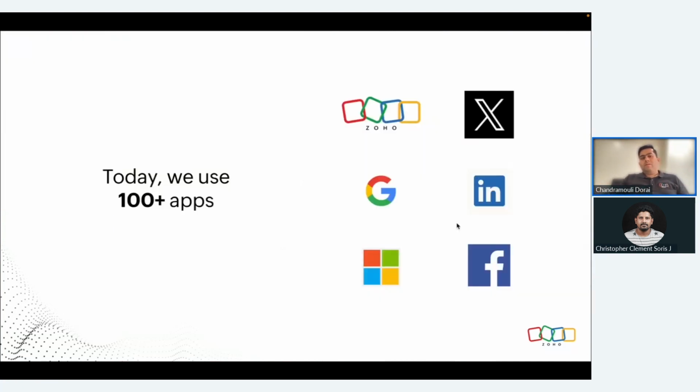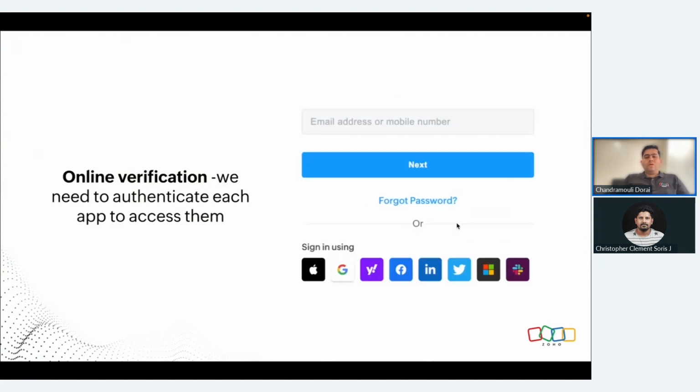But what happens in the online world? We have 100 different applications for both personal and business use. For business, you have Zoho, you have Microsoft, you have Google. And for personal, you have X or Twitter, LinkedIn, and Facebook, right? So all these applications are guarded by passwords or passkeys, and we need to verify our identity every single time to access the service. And it is very hard, right? We have 100 different applications and we need to verify our identity every single time.